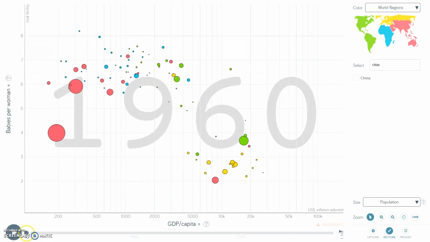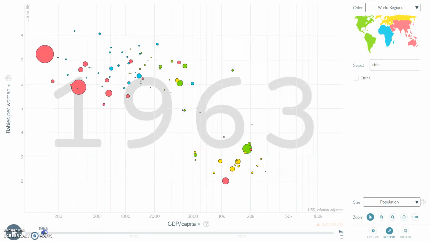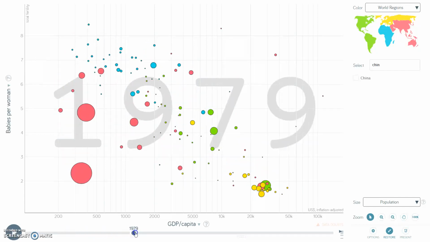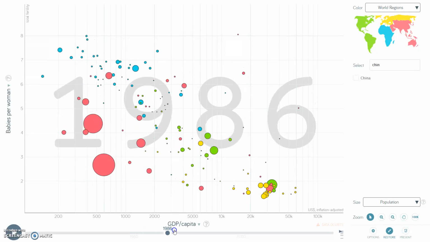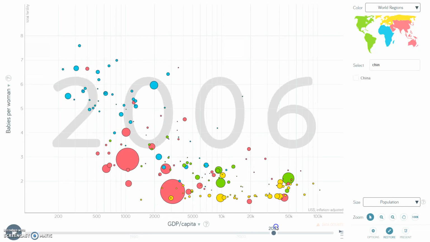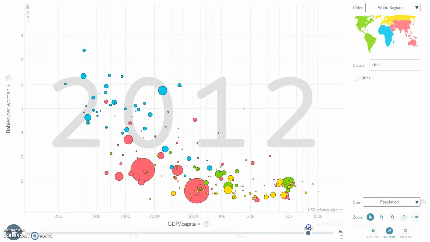And as we see here, the trend is going to be, we're going to start in 1960, and we're going to start way up here, very high total fertility rate, very low GDP per capita for most of these countries. And as that GDP per capita increases, as wealth increases, the number of babies per woman, the total fertility rate, starts shrinking. We can see that trend happening for all of these countries here across the world.